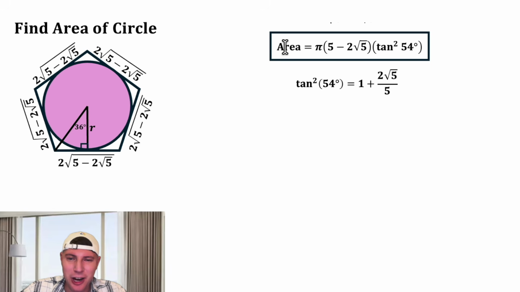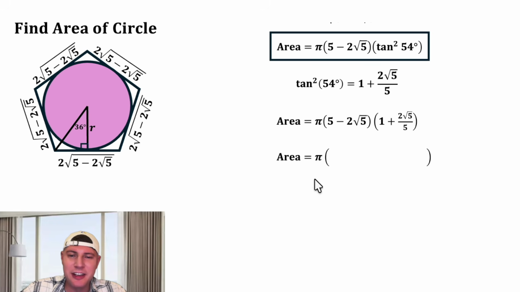So now let's copy this whole area formula down here. And in the place of tangent squared 54, let's plug in all this. And now let's copy down the area in the pi and let's multiply all this out. 5 times 1 is equal to 5. And then when we do 5 times this, the 5 on top and the 5 on bottom are going to cancel, leaving us with 2 root 5. And then when we do this negative 2 root 5 times 1, that'll give us negative 2 root 5.